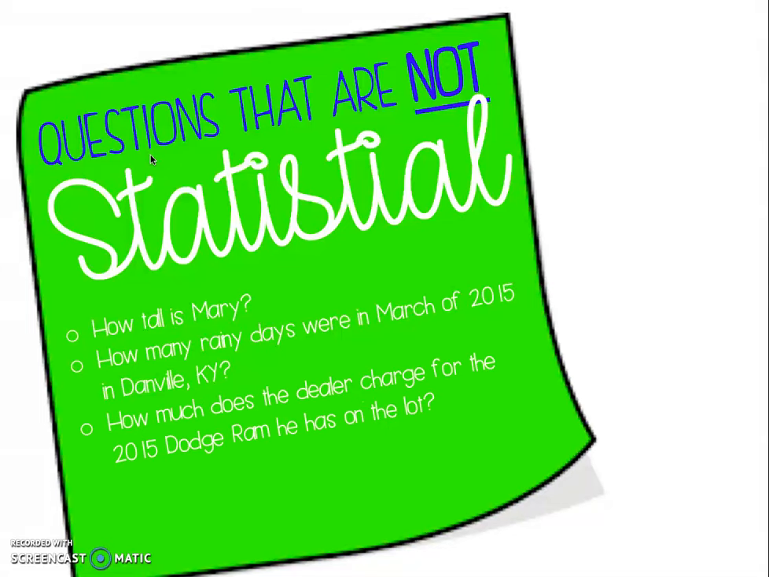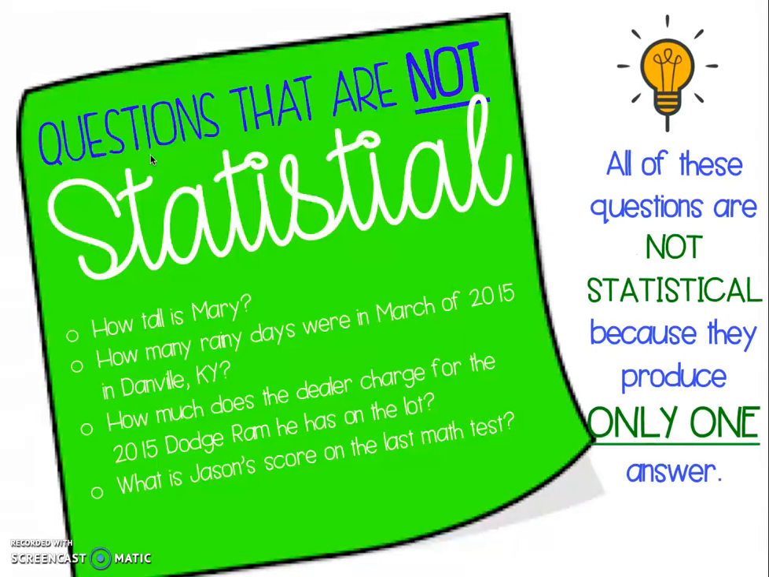How much does the dealer charge for the 2015 Dodge Ram? He charges $45,000. Okay, that's one answer, so therefore the question is not statistical. What was Jason's score on the math test? Jason got an 89. Okay, all of these questions are not statistical because they only produce one answer.